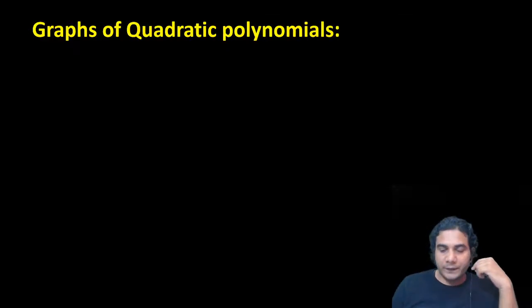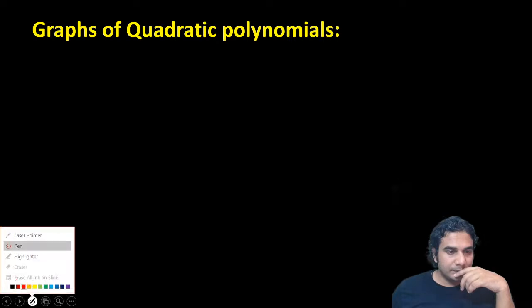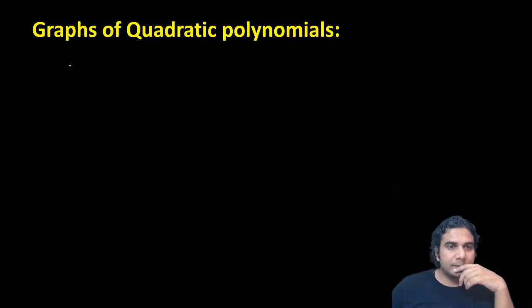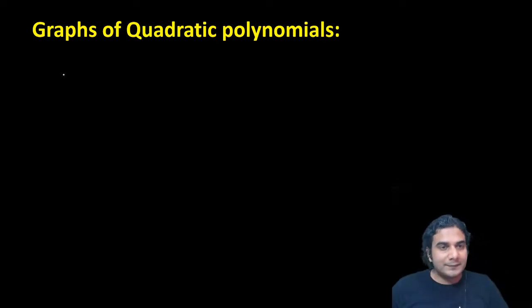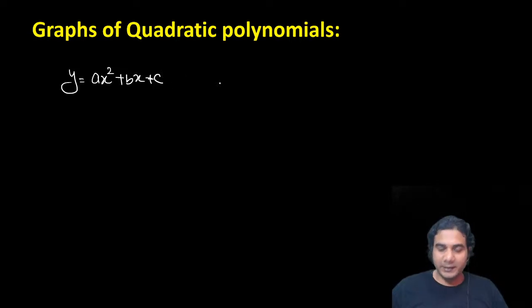So I'll start plotting the graphs of a polynomial y is equal to ax squared plus bx plus c. So this is the quadratic equation, you know, right? A is not equal to 0. We need to plot this graph.